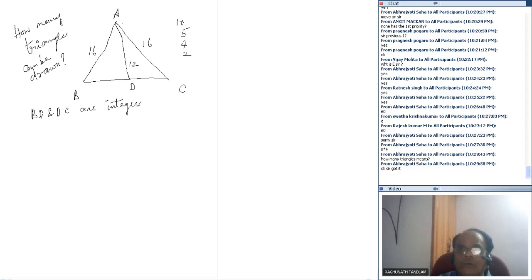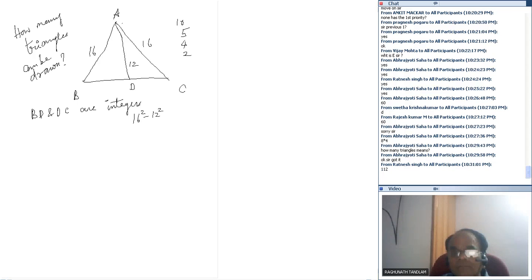Logan, yes. How is it 5? How 10, Naveen? Shivam, how is it 10? What do we know here? 16 squared minus 12 squared equals what? So BD into DC is 112.